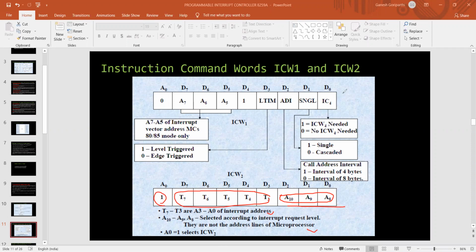So these two, ICW1 and ICW2, are compulsory for any 8259 operation, whether you are operating in single mode or cascade mode. As the time is running out, I stop here for today. We will discuss the remaining initialization command words and the modes of operation of 8259 in the next class.